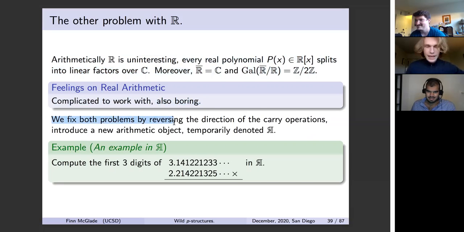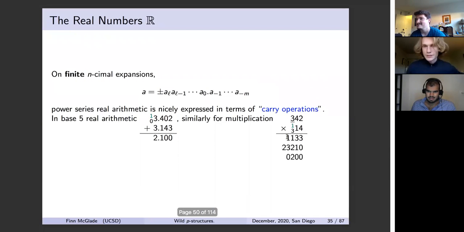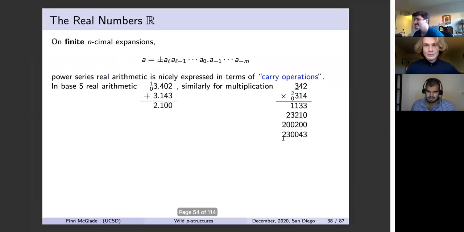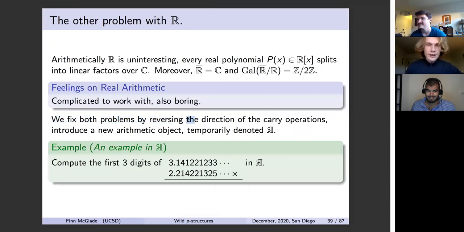So right, I did actually like this carry operation stuff. This was kind of neat. So I'd like to somehow recover the carry operations, but get something which is a little bit more interesting. And so my idea is that I'm just going to flip everything. So I'm going to introduce this object backwards R, which is just temporary notation.